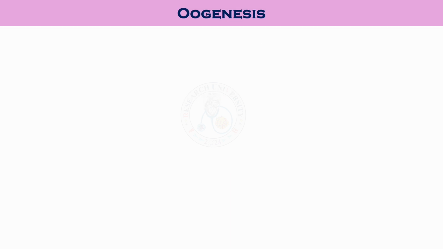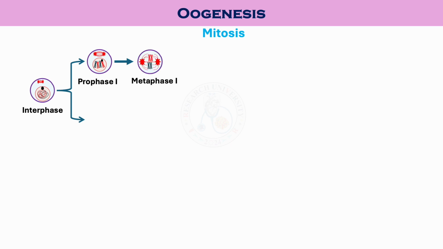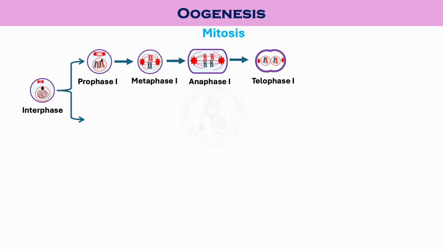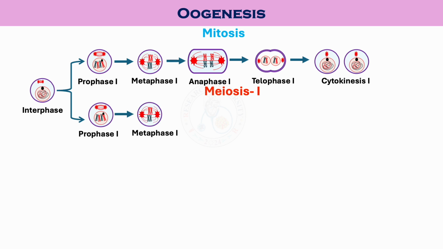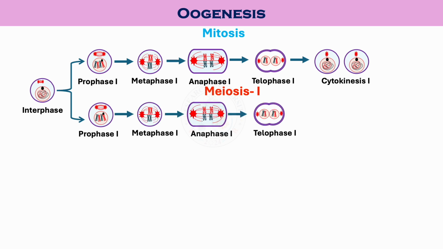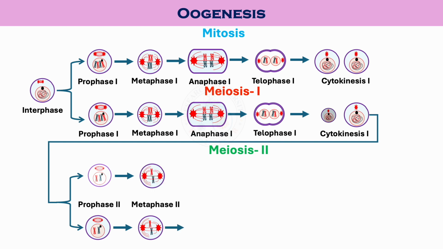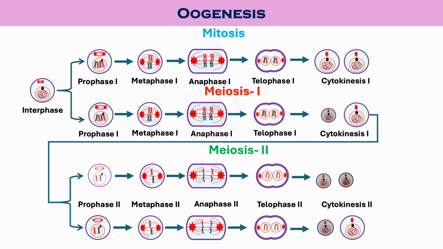Before we proceed, I strongly suggest revisiting our previous videos where we thoroughly discussed oogenesis in the female reproductive system. I clearly explained the mitosis process and the meiosis process. This background knowledge will greatly enhance your understanding of the upcoming content. Let's look at follicular development.